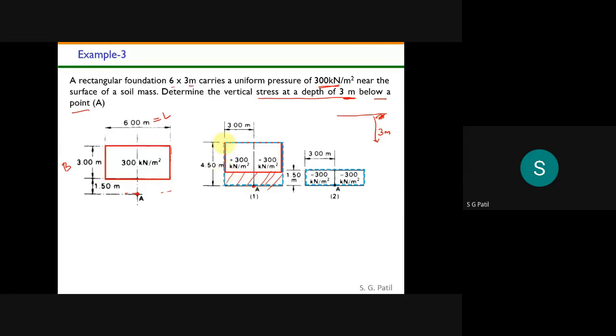So now I will calculate the stress increase due to this bigger portion. Let me change the color here. So now I will calculate the stress increase due to this much load. Then I will multiply it by 2. Then it will become this side also.